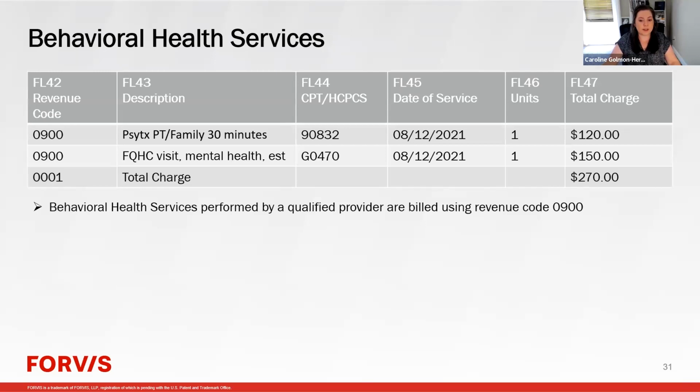So this slide is just an example of what your claim should look like or typically look like. Behavioral health services performed by a qualified healthcare provider are billed with the rev code 0900. So obviously the 90832, which is the psychiatric visit with patient and family for 30 minutes, billed along with the G0470, which is the established mental health FQHC visit.